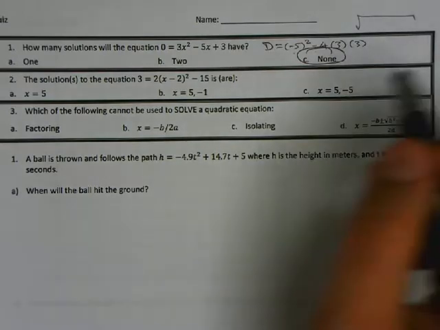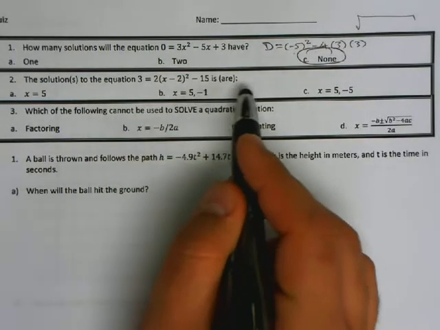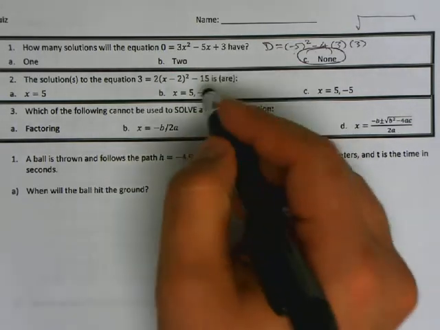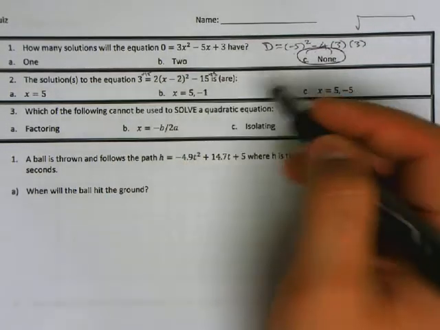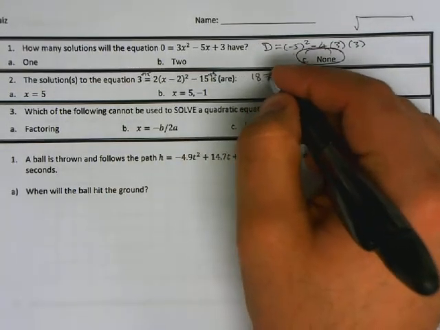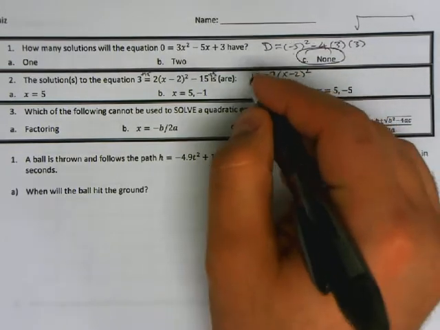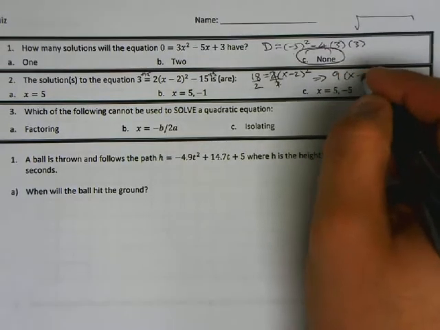Okay? Number 2 says the solution or solutions to this equation is or are. So here we have to isolate. So to isolate, I need to add 15 to both sides. Right? So that gives me 18 is equal to 2x minus 2 squared. Then I divide by 2 on both sides, and I get 9 is x minus 2 squared.